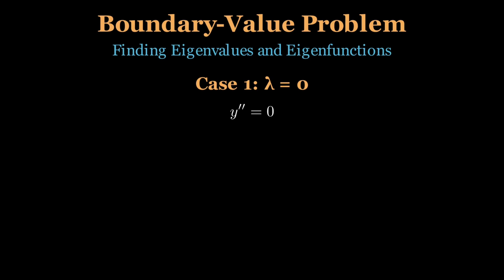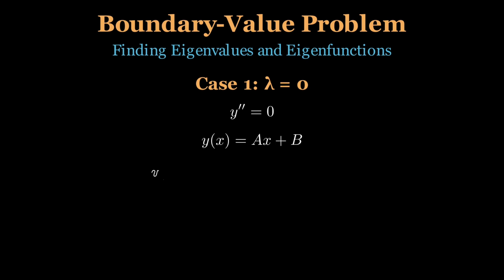The differential equation simplifies to y'' = 0. Integrating twice with respect to x gives the general solution y(x) = ax + b.